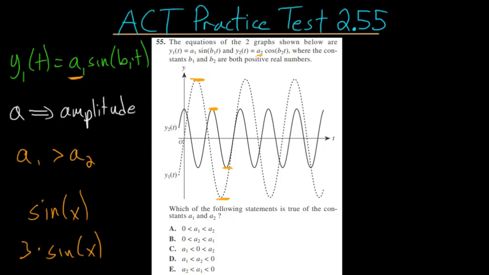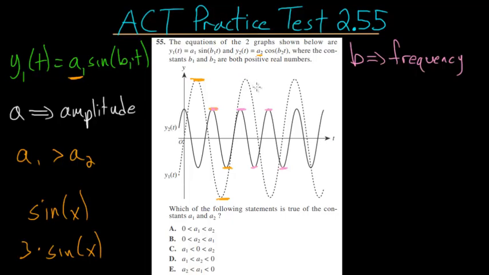So with this in mind, now let's look at the constants b. So b1 and b2. And b you can think of as the frequency of your sine or cosine function. And frequency is a fairly simple concept once you understand it. It's basically how close are the peaks in your sine or cosine function, or in other words, how close are the valleys to each other. And essentially, the closer these are to each other, the higher the frequency.